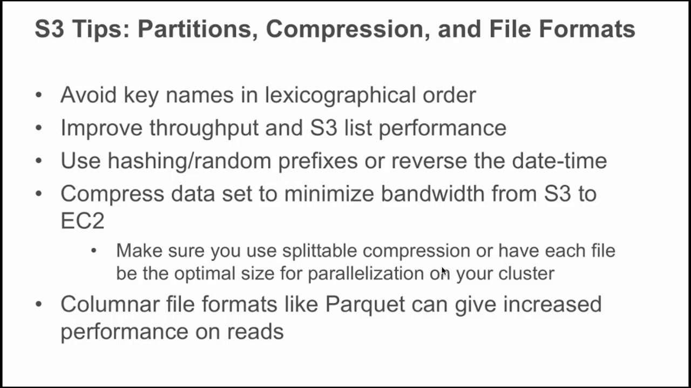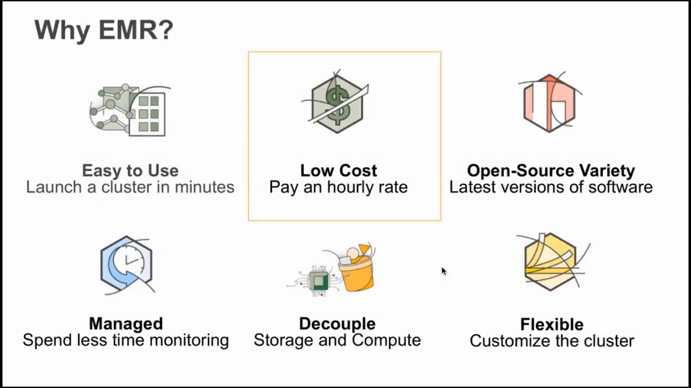If you can compress your data, that helps to minimize bandwidth from S3 to EC2. If you are able to do that, make sure you have a suitable compression algorithm that can be split up, or make each part of the file an optimal size to optimize the parallelization in your cluster. Using columnar file formats like Parquet can really increase performance on reads as well. So all these are just some quick tips to keep in mind when you are thinking about using S3 as your data store. So what else?